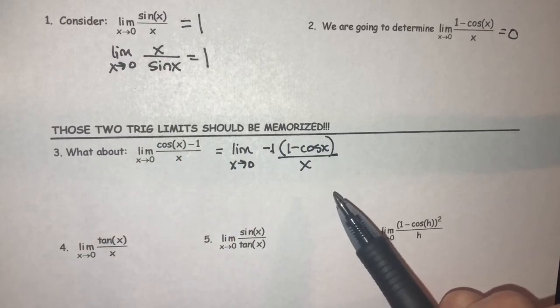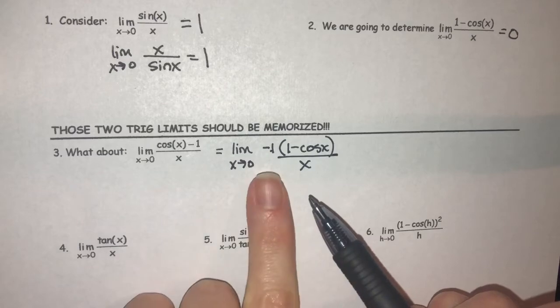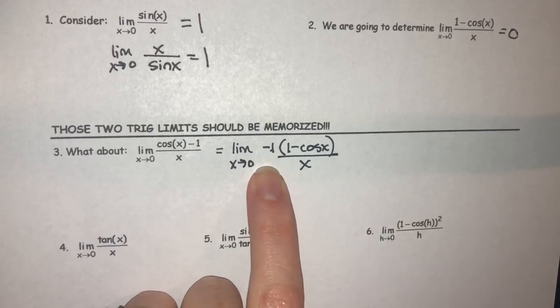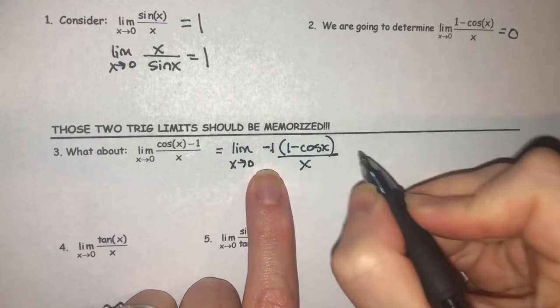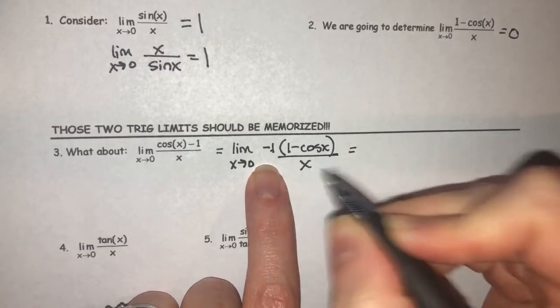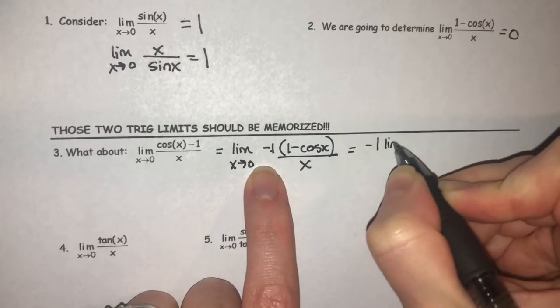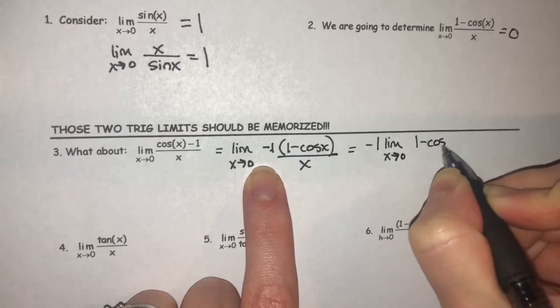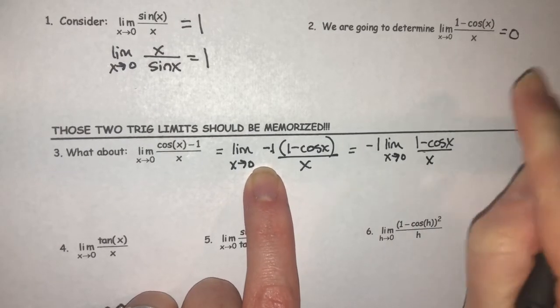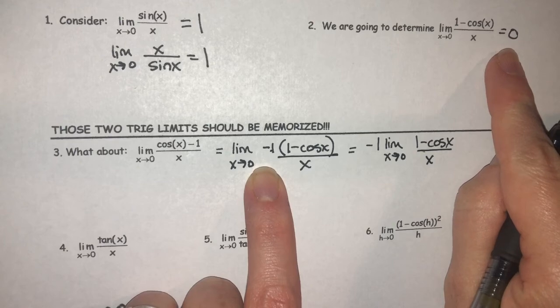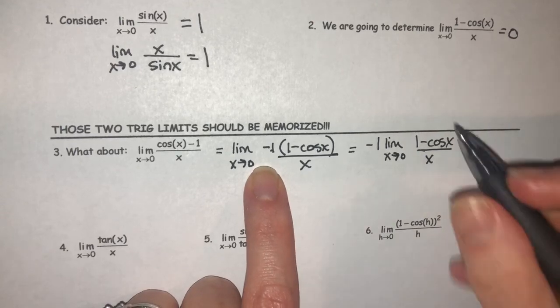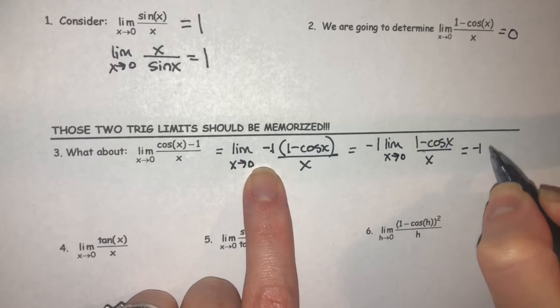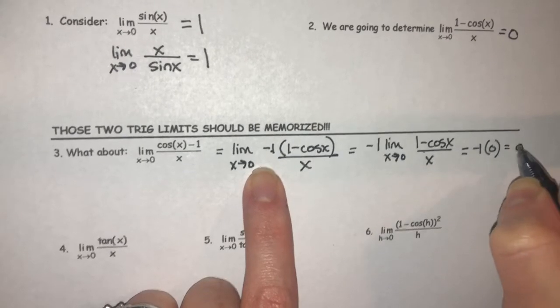That all means the same thing. And if you'll remember, we had a property of limits called the scalar multiple, where you could take a scalar multiple of a function, pull it out in front of the limit, and evaluate the limit without it, which we already know is 0 because we just figured that out. And then we can say equals negative 1 times 0, which is 0.